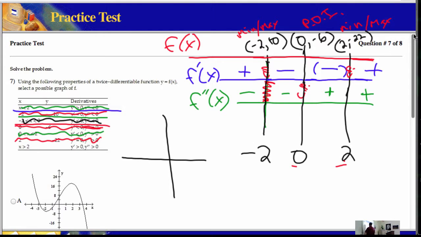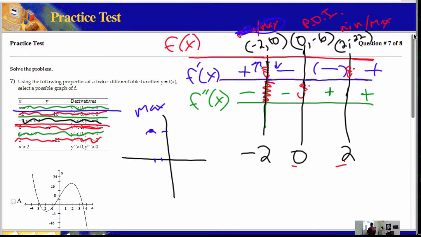I've got -2, 10. We'll say it's about right there. That's a possible min or max. Well, it goes from positive to negative. That means it's increasing to decreasing, so I've got a max here, right? No min.